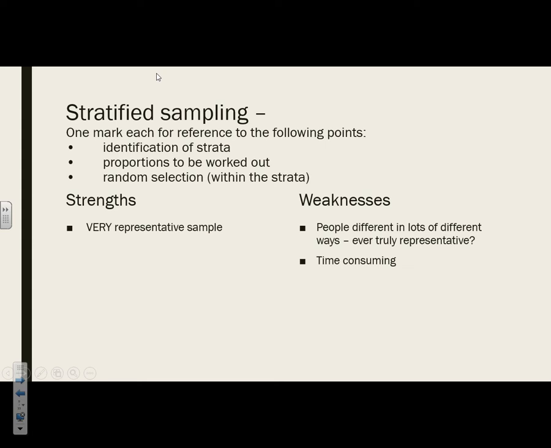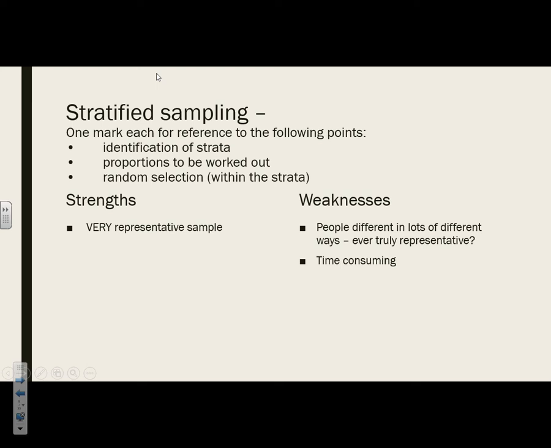So you identify every different variable, every way that people could be different, and then you work out the proportions. So if it's 60% male, 40% female of the target population, your sample should be 60% male and 40% female. From that, you then randomly select people within that strata. So you identify all the men and you select 60%, and then your sample is going to be 100. You identify all the men in the target population and then you select 60. You identify all the women and then you select 40.